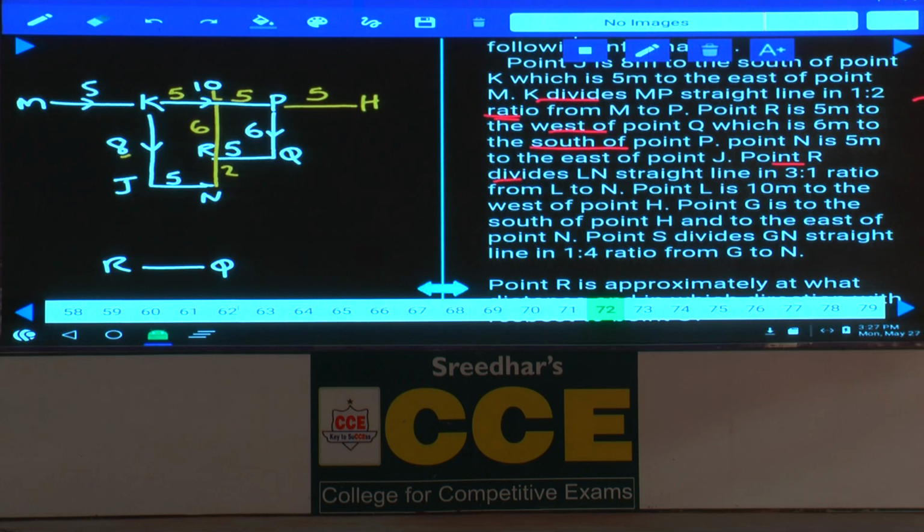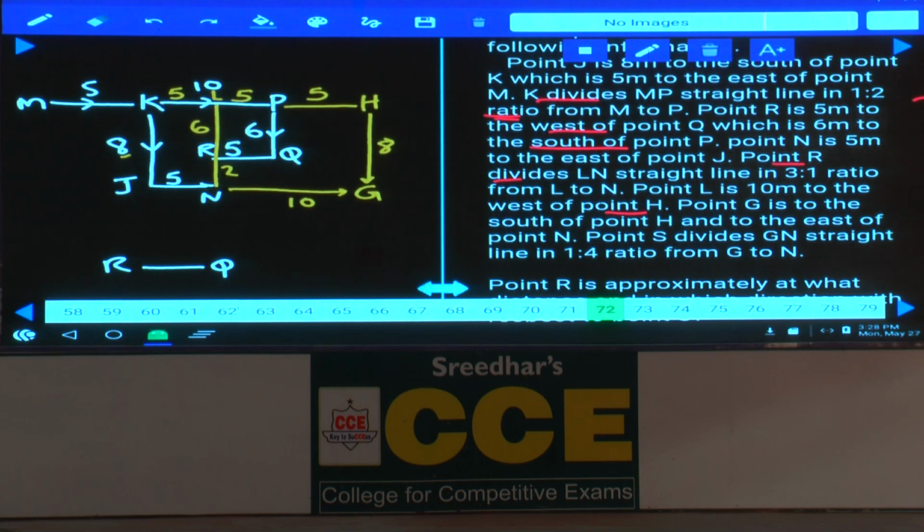L is 10 meters to the west of H and point G is to the south of H and to the east of N, hence G is here. Now this is south and this is east, isn't it? Now tell me what is the distance between N and G? N and G, the distance is 10 meters. Then H and G is how much? H and G is 8 meters.